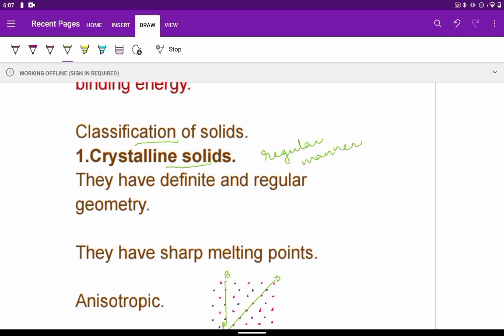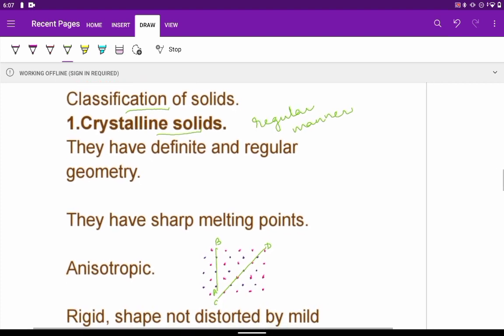In the three-dimensional network, there is an ordered arrangement, and this ordered arrangement will extend over a large distance. So we can define a crystal as a solid figure which has a definite geometrical shape with flat faces and sharp edges, and they also have a sharp melting point.